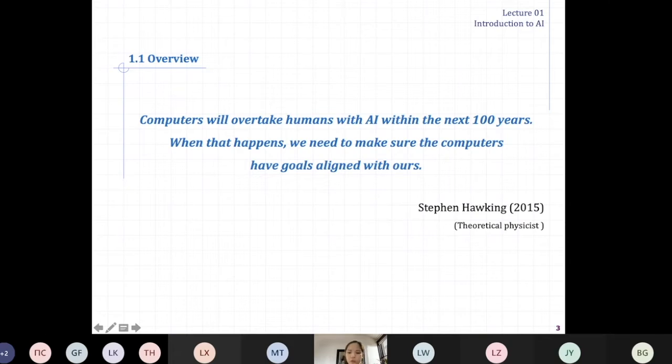If you know the famous scientist Stephen Hawking, he once said, back in 2015, when AI started to become common in our everyday usage, that computers will overtake humans with AI within the next 100 years. When that happens, we need to make sure that the computers have goals aligned with ours.